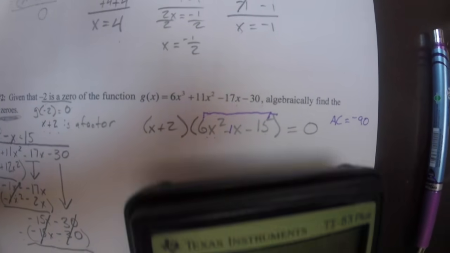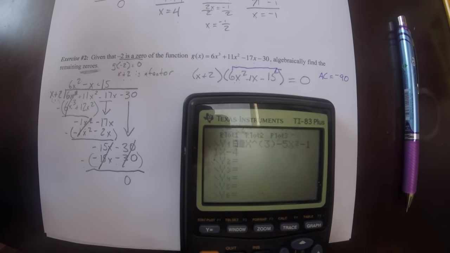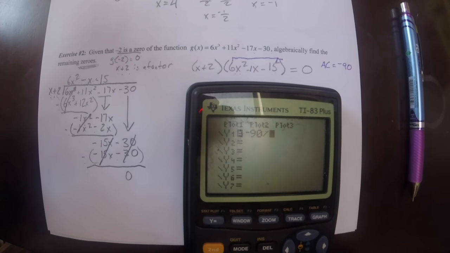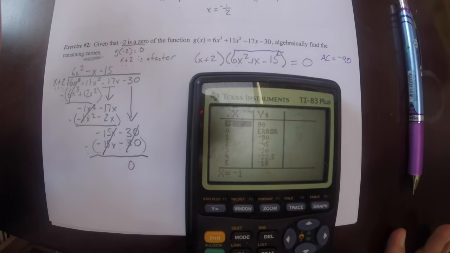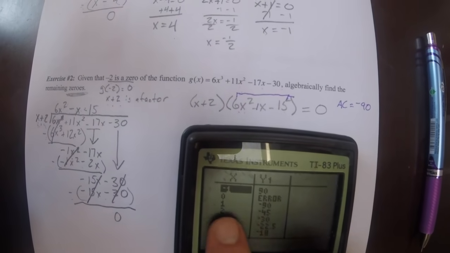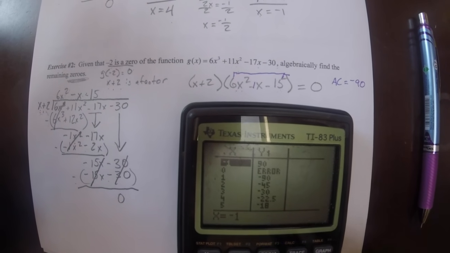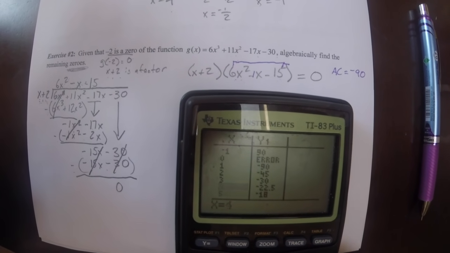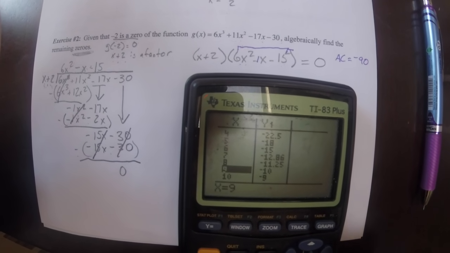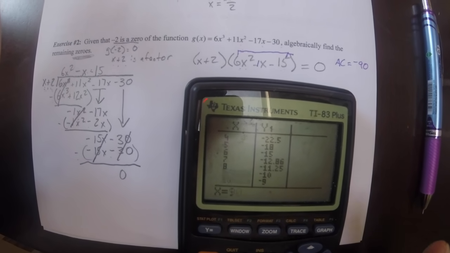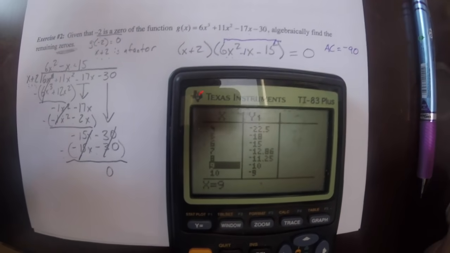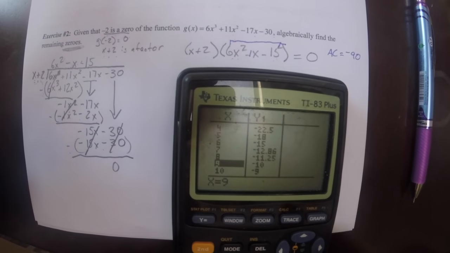Remember the trick on the calculator? If I go to y equals, and I do negative 90 divided by x, and look at my table, I can scroll through and add these factors together until I get one of them that adds up to negative 1. All right, let's see here. Oh, how about, well, if I add this together, I get negative 1. There it is, positive 9 and negative 10.